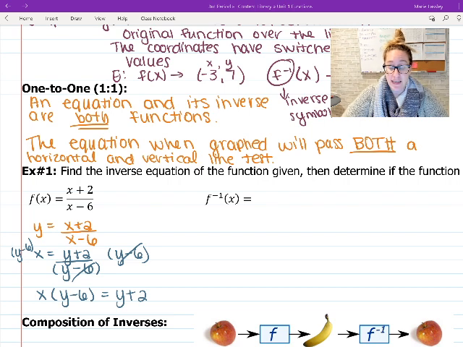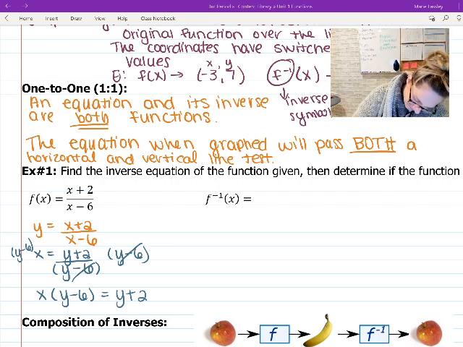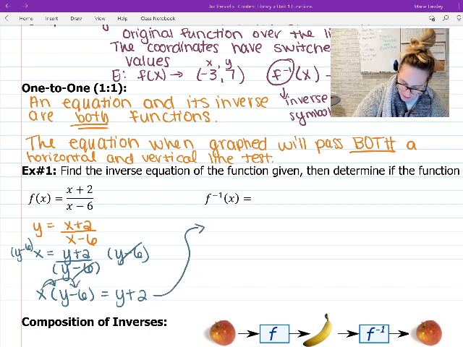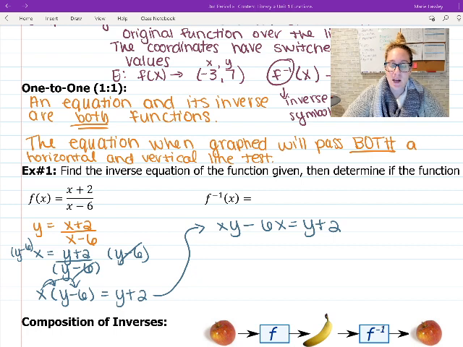All right, so next, and again, there are a couple different techniques, but what I'm going to do is distribute the x into that parentheses. That's going to give me xy minus 6x equals y plus 2. Now that might seem like it made things more challenging, but in a second you're going to see why I did it. So I'm going to move everything that has a y in it to the left-hand side and anything that doesn't have a y in it to the right-hand side.